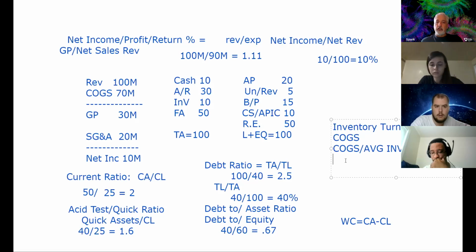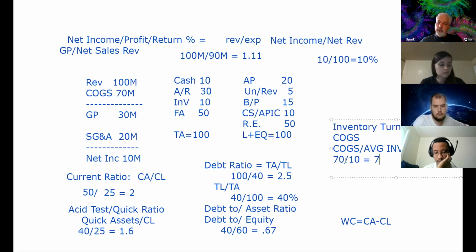So what's my cost of goods sold? Who can tell me cost of goods sold? It's right there staring at you. 70 million. We got 70 million. What is my average inventory? 10. So what's my inventory turnover? 7. My inventory turned over 7 times during the year. I sold my cost of goods sold; my inventory was 1/7 of that, so it sold 7 times.